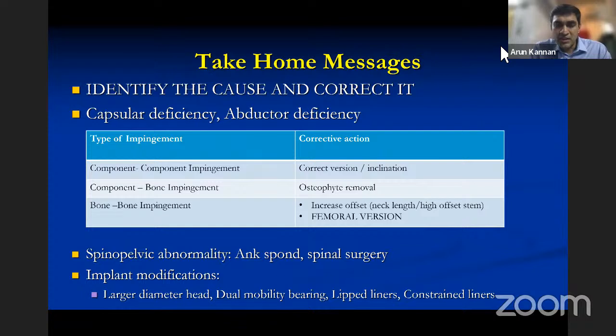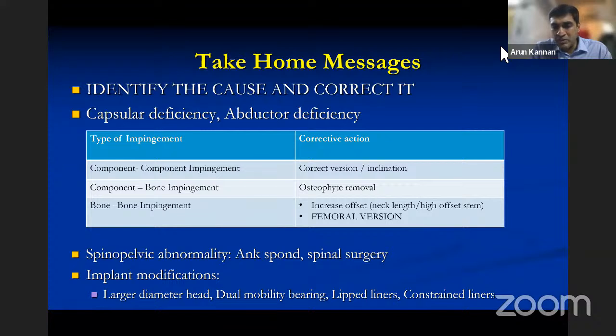It can be component against component, where we have to mainly correct version, either acetabular or femoral. If it is component against bone, it is fairly easy to correct. This is mostly for the first time primary. If it feels unstable intra-operatively, we have to look at whether there are anterior osteophytes hitting against the femoral neck. For bone-on-bone impingement, increasing the offset in terms of neck length, or a high offset stem, those are options.